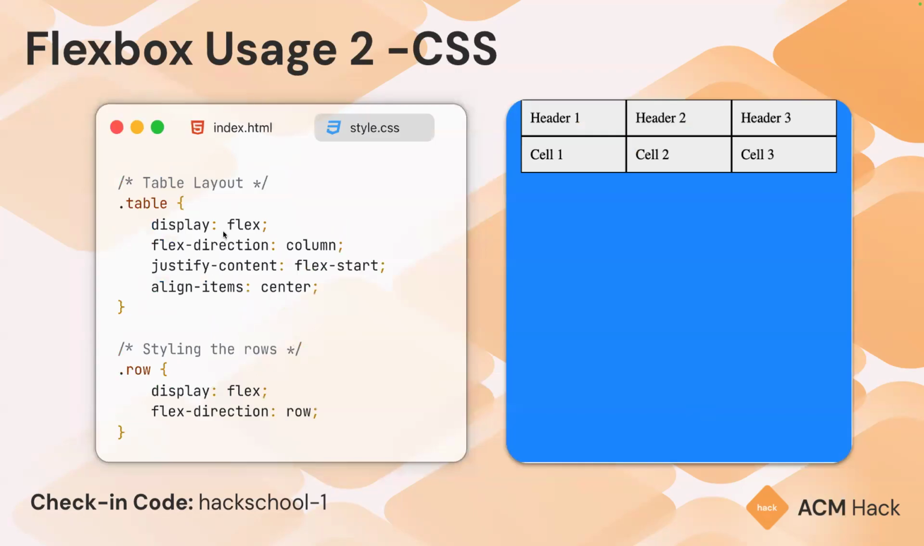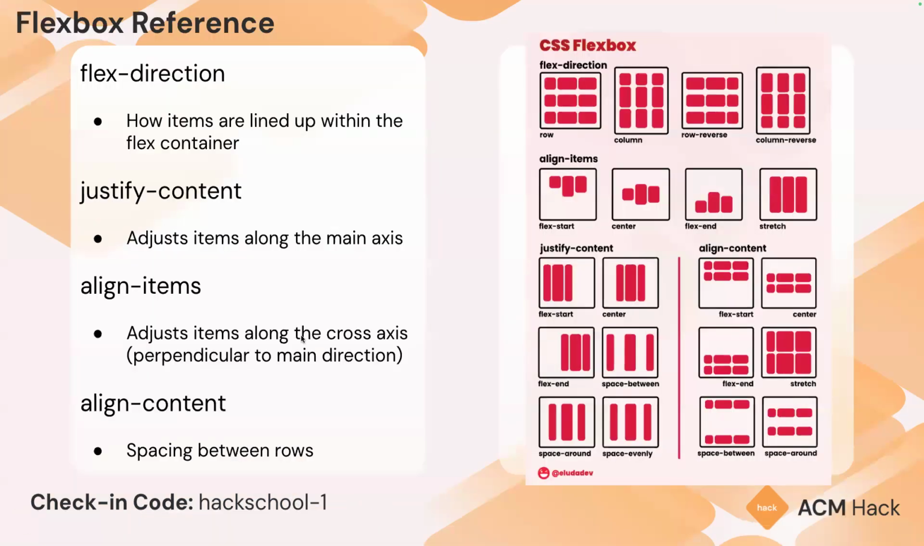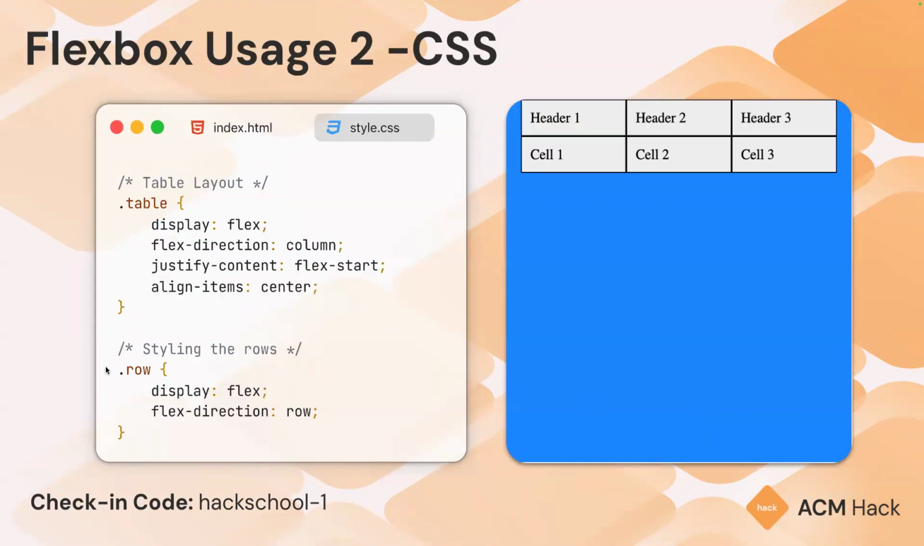As you can see right here, our display is flex. The flex direction is column. If you remember flex direction, it's how items are lined up within the container, so column is obviously going to go in a column format. Justify content is flex start, and align items is center. That's what keeps it in the center. For styling the rows in particular, we change flex direction to row. Very straightforward, but honestly, there are so many ways to create the same product, and we want you to go ahead and try out all of those things.